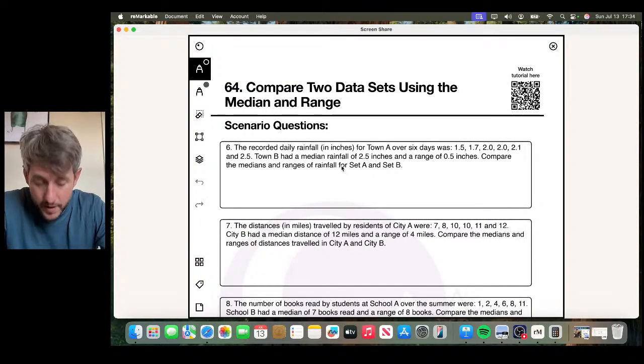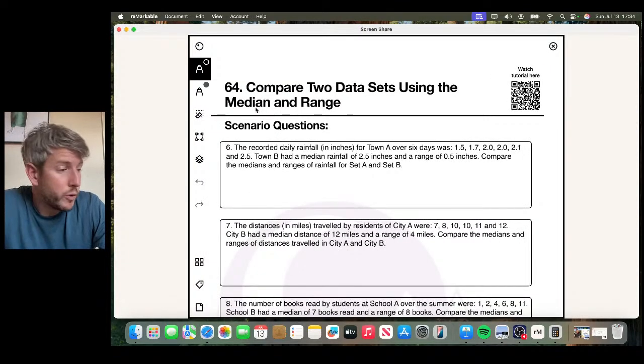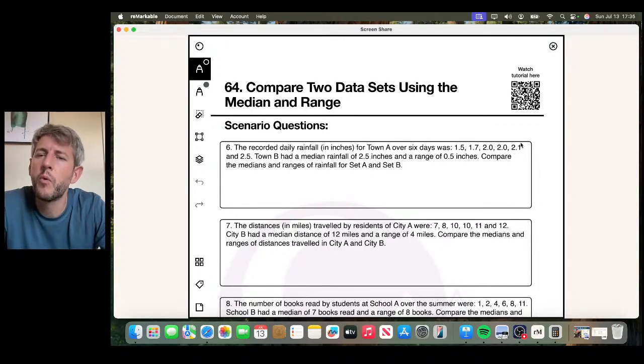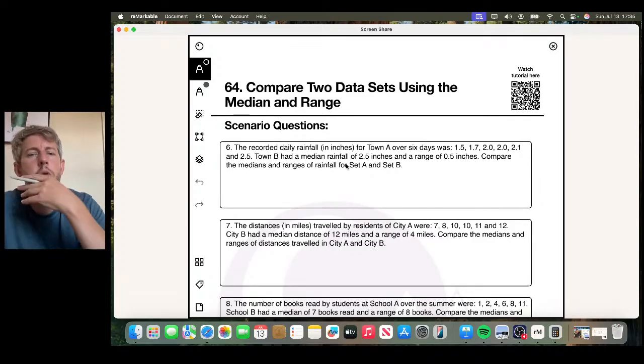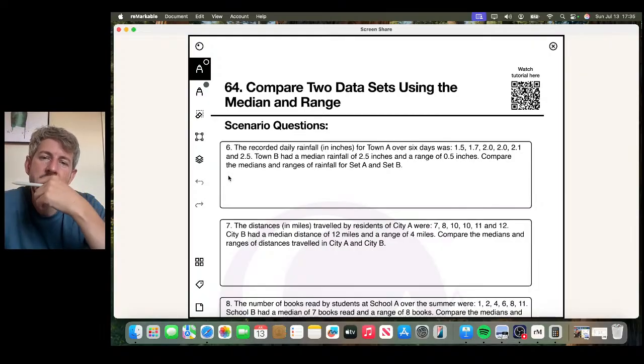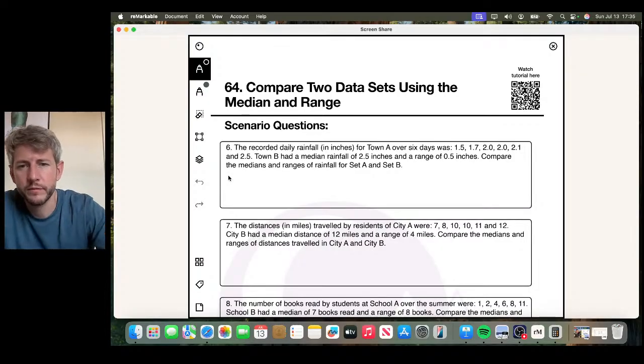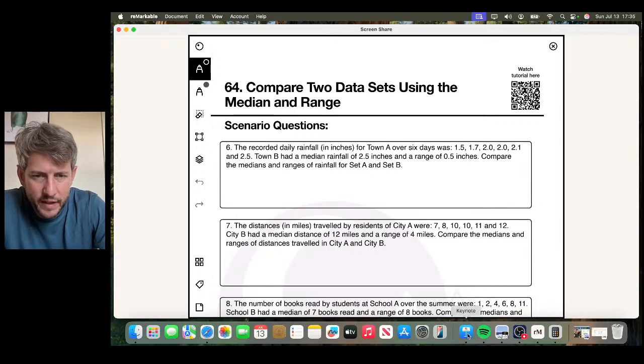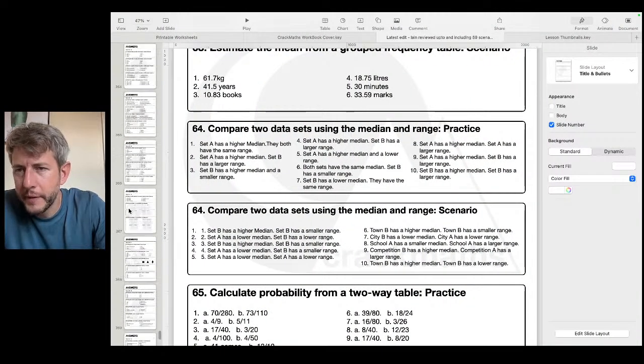Okay, so here we go. The recorded daily rainfall in inches for a town over 6 days was 1.5, 1.7, 2, 2, 2.1 and 2.5. Town B has a median rainfall of 2.5 inches and a range of 0.5 inches. Compare the median and ranges of rainfall for set A and set B. Oh, so that needs to be changed to say town A and town B.